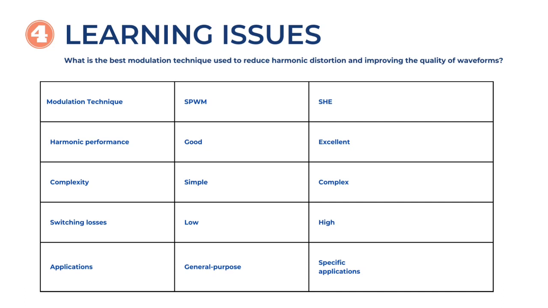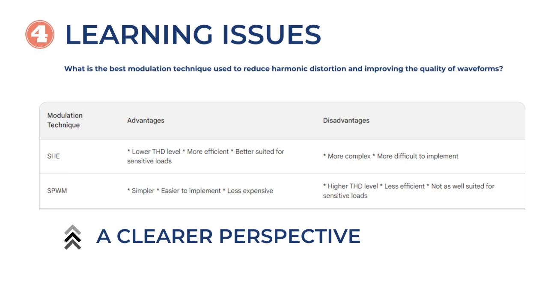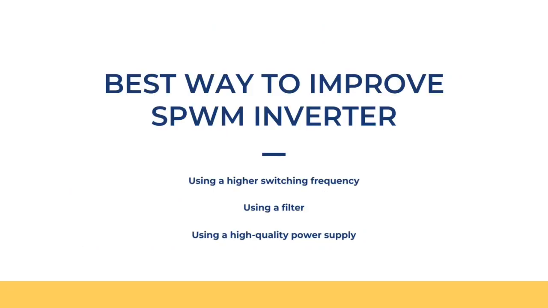SHE has higher switching losses compared to SPWM, and the applications for SHE are more specific while SPWM is more generally used. In general, SHE is a better modulation technique for applications where low THD is important. However, SPWM is a better modulation technique for applications where simplicity and cost are important.